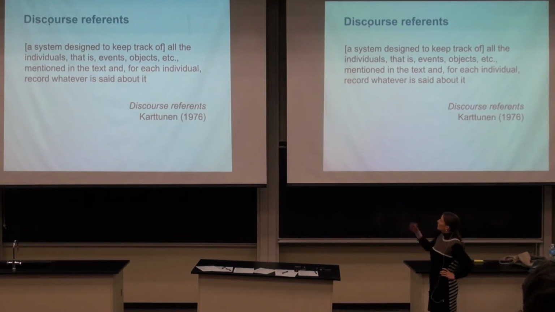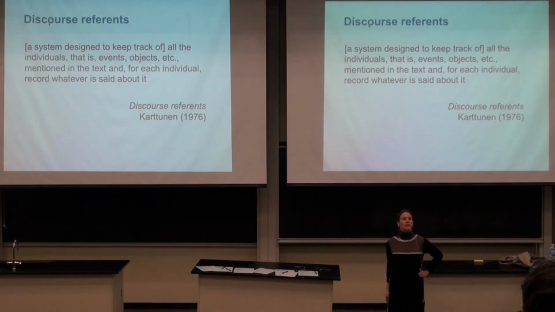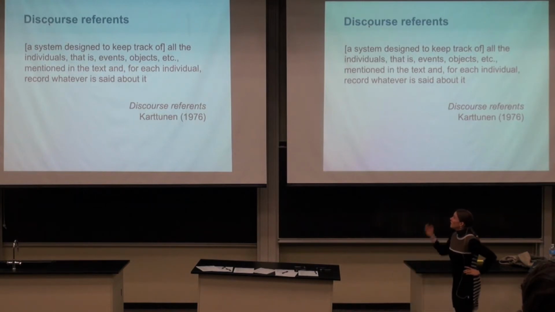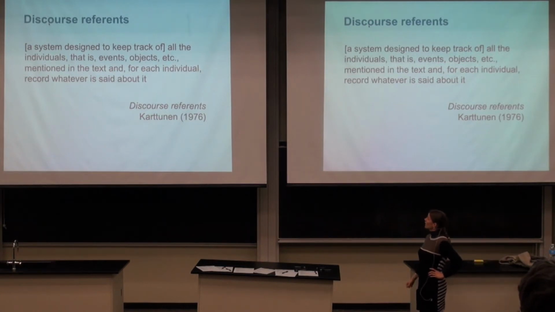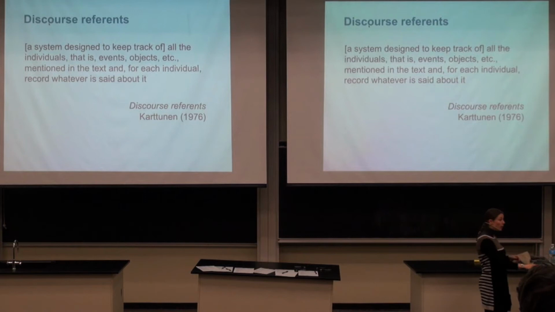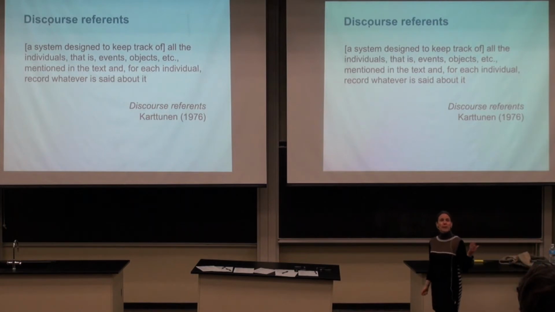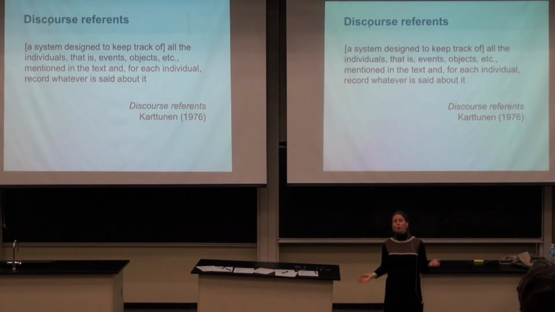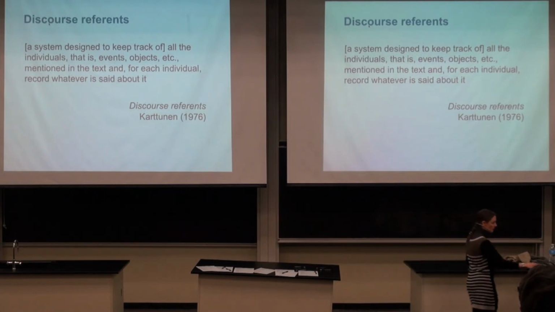In the 70s, Lauri Karttunen imagined a system designed to keep track of individuals, that is, objects mentioned in the text, and for each individual record whatever is said about it. Those individuals are what we refer to as discourse referents. So when we talk, we introduce discourse referents. We can introduce something that we are going to keep referring back to, or something that we're never going to mention again.